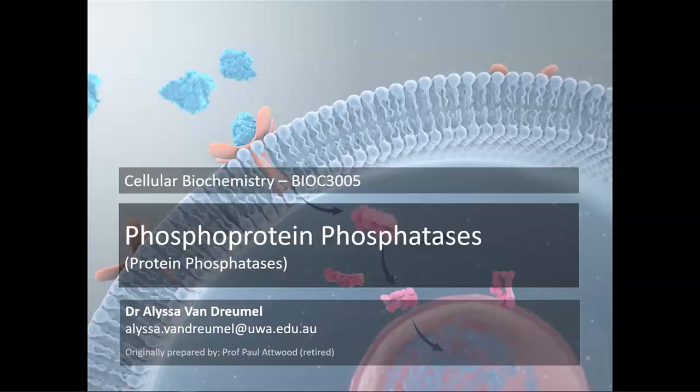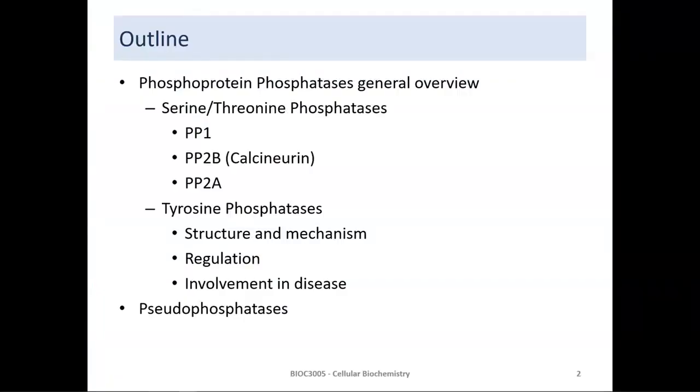The topic of this lecture is the phosphoprotein phosphatases, otherwise known as protein phosphatases. We're firstly going to look at a general overview of the phosphoprotein phosphatases and look at the two general groups of phosphatases, serine-threonine or tyrosine phosphatases. We'll finish this lecture by looking at pseudophosphatases and the role of phosphatases in disease.